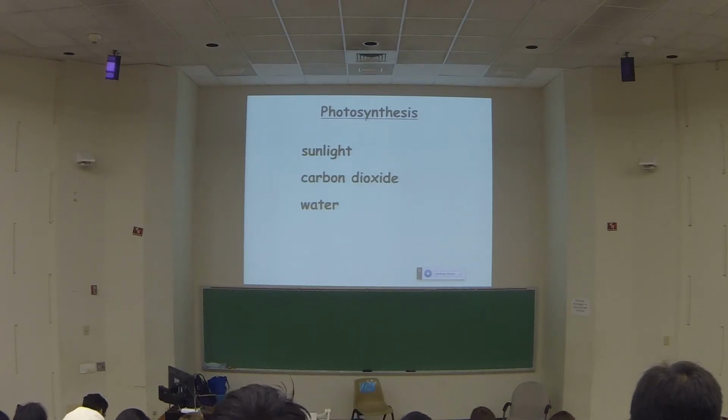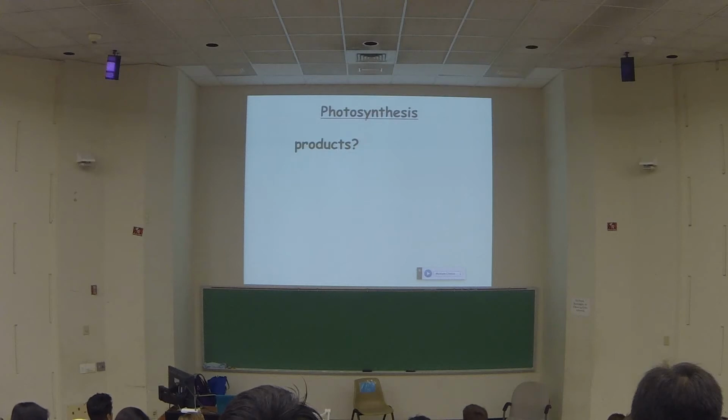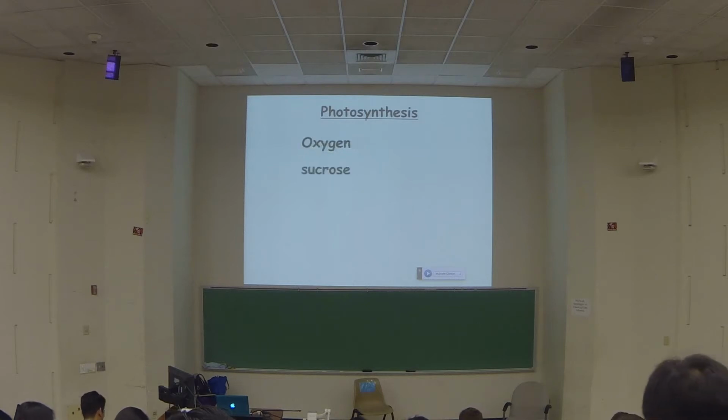It's going to seem familiar to the electron transport chain, only in the other direction. Electron transport chain, we're breaking down sugars. Photosynthesis, we're making sugars. What are our products? Sugar and oxygen.